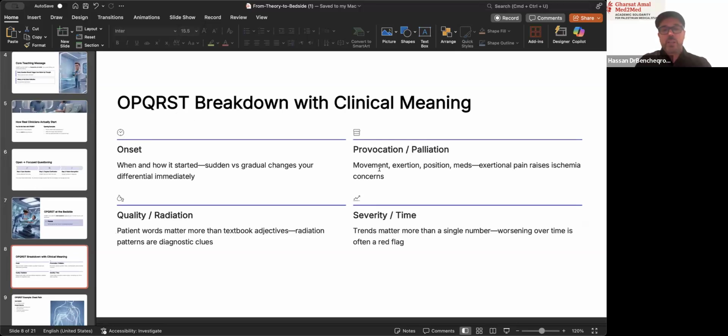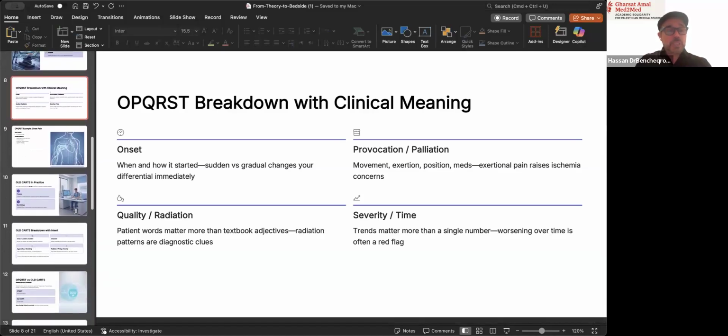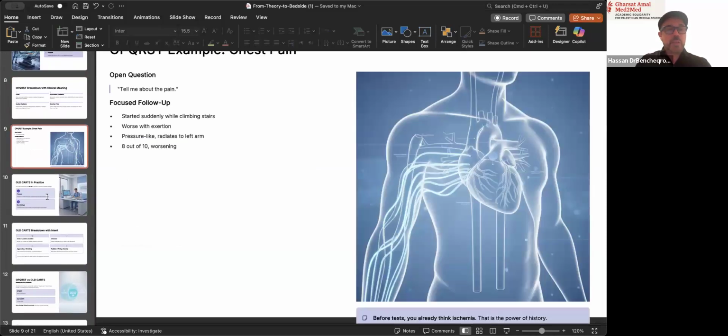OPQRST is onset, provocation or palliation, quality, radiation, severity, and time. Okay? And what we mean by that is the onset of symptoms, provoking and relieving factors, type of pain and its spread, and severity and change over time. This is to discover, because it's acute, is this severe, is this dangerous?